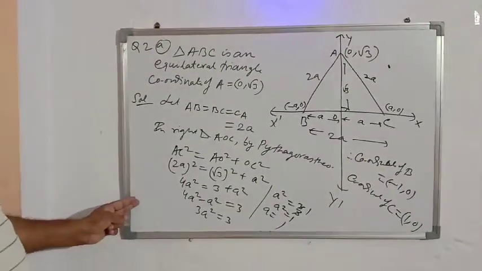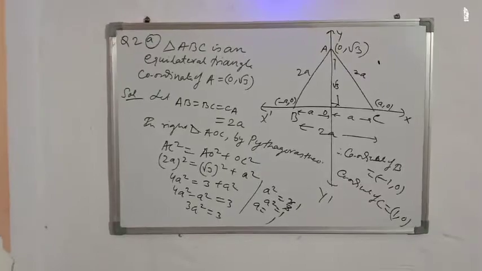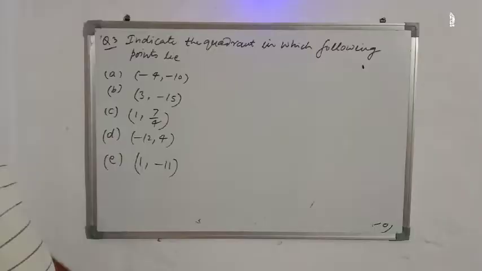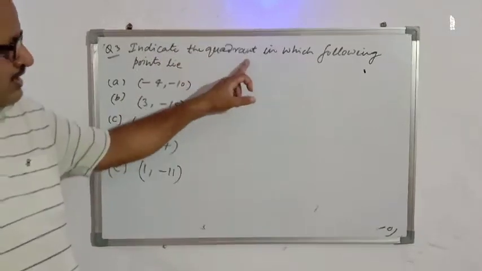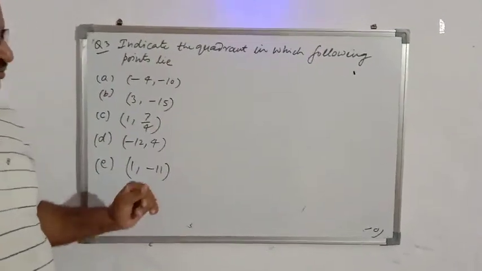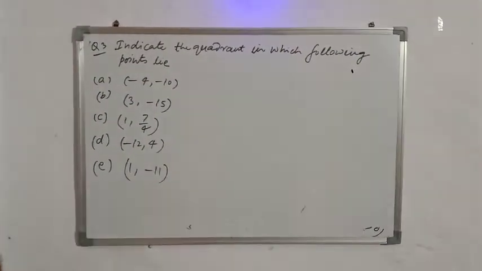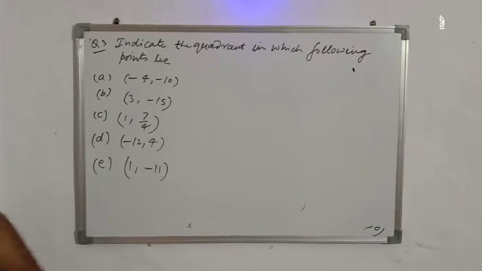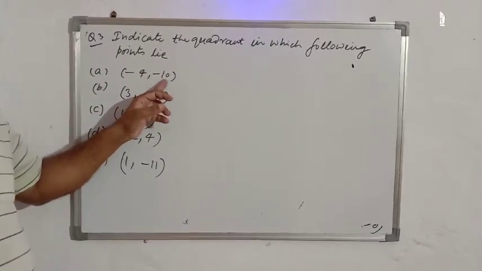It was question number 2. I will take one more question, that is the last question, number 3. Indicate the quadrant in which the following points lie. We have to tell the name of the quadrant in which these points lie. So how can we tell it? To know it, we will check the sign of both components.